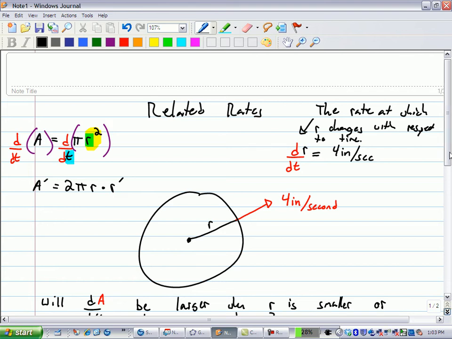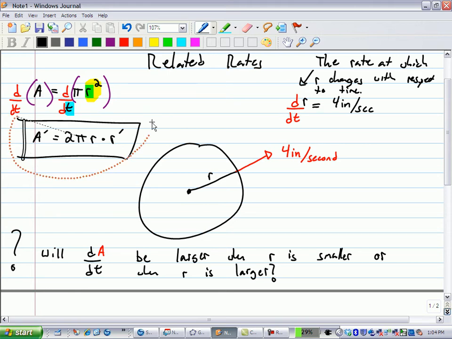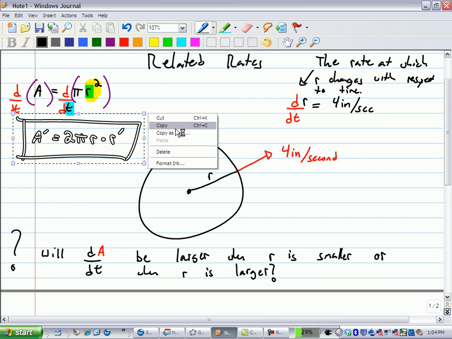Okay. Now, we had a question down here. Did we ever make a prediction? Will dA/dt be larger when r is smaller or when r is larger? The rate at which area changes. Think it'll be larger? Okay. So we have this formula here that tells us how r changes, and tells us how A changes.